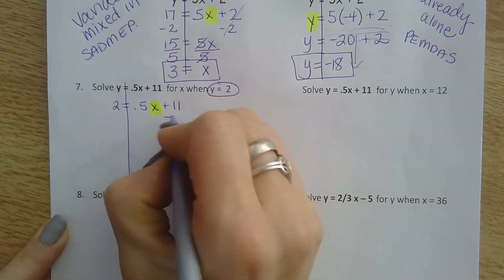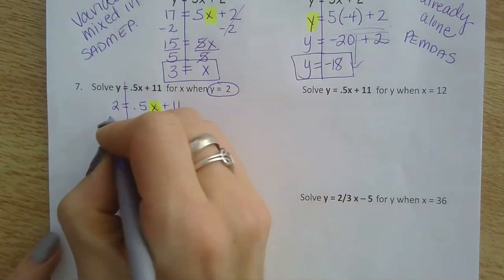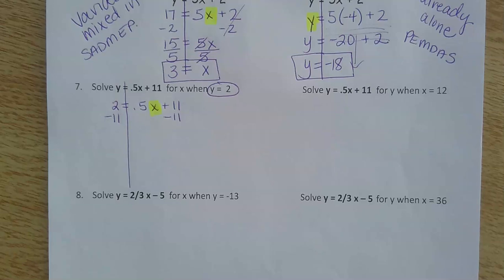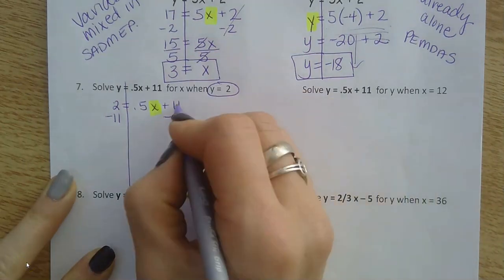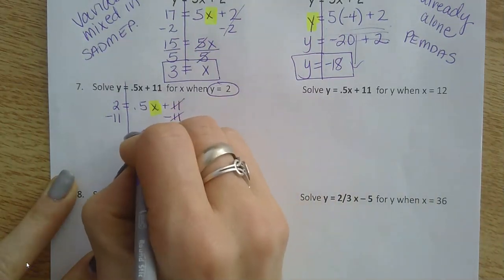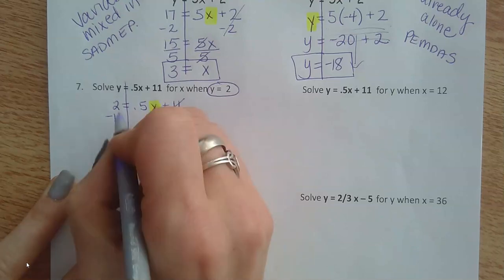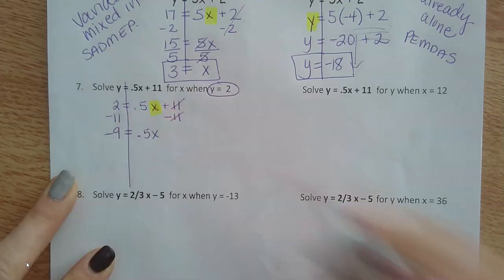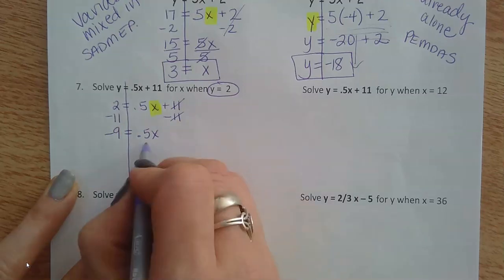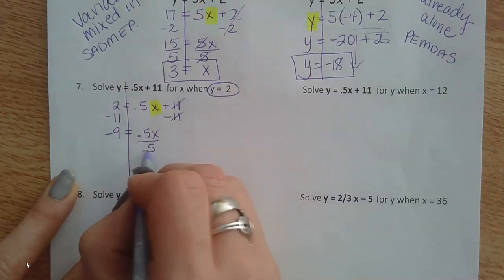Well, cancel out 11 with negative 11 or minus 11. Whatever you do on one side, do on the other side. Cross out what cancels and bring everything down. 2 minus 11 is negative 9. And then I have to divide by 0.5.